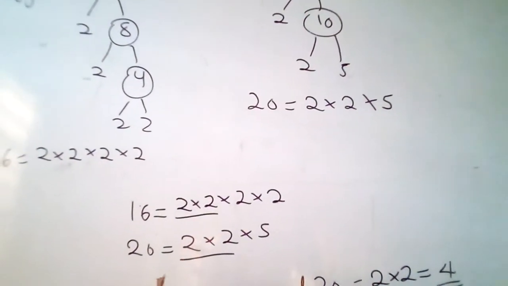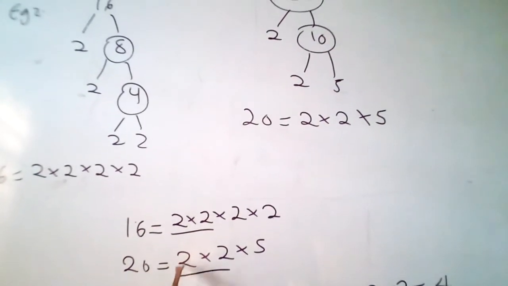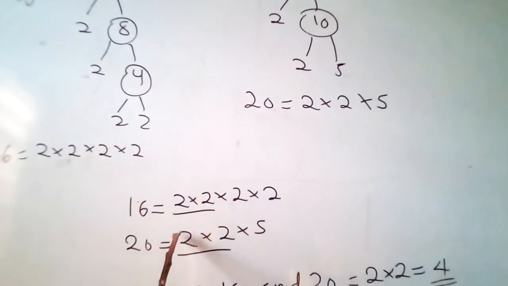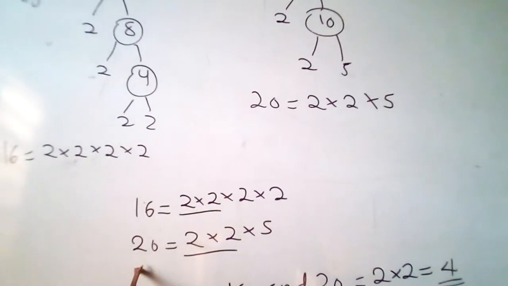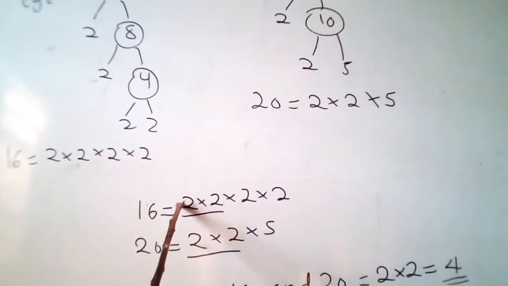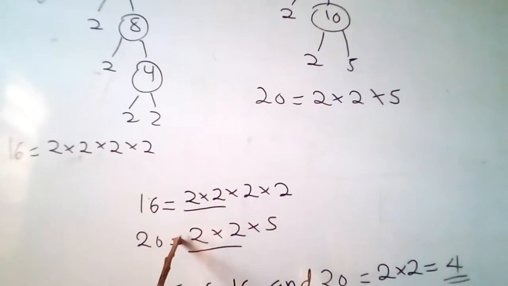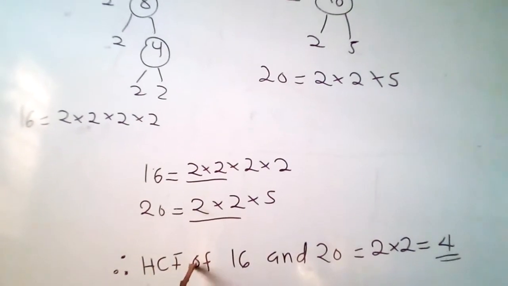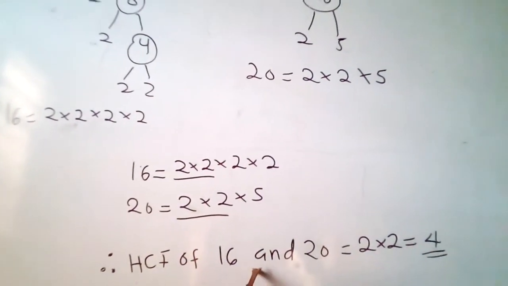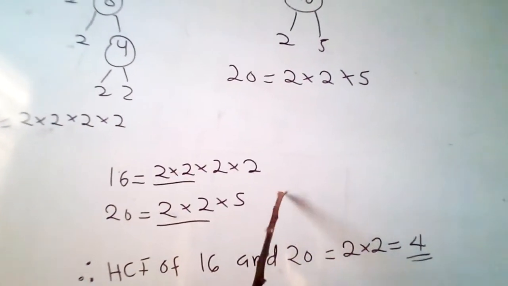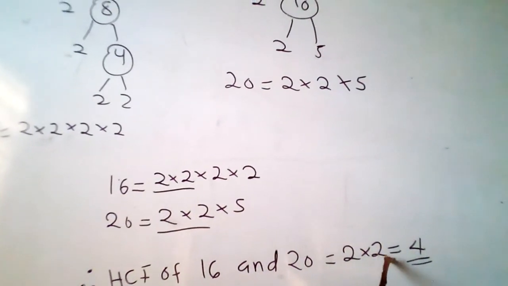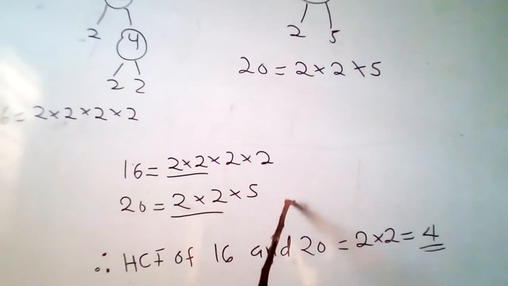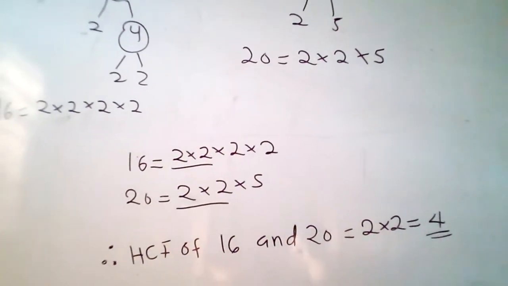So now, by underlining the common ones out: in 16 we have 2 times 2, and then 2 times 2 in 20. So it means that 2 times 2 is the common part. Therefore, the HCF, highest common factor, of 16 and 20 is 2 times 2, which is equal to 4. So the HCF of 16 and 20 is 4.